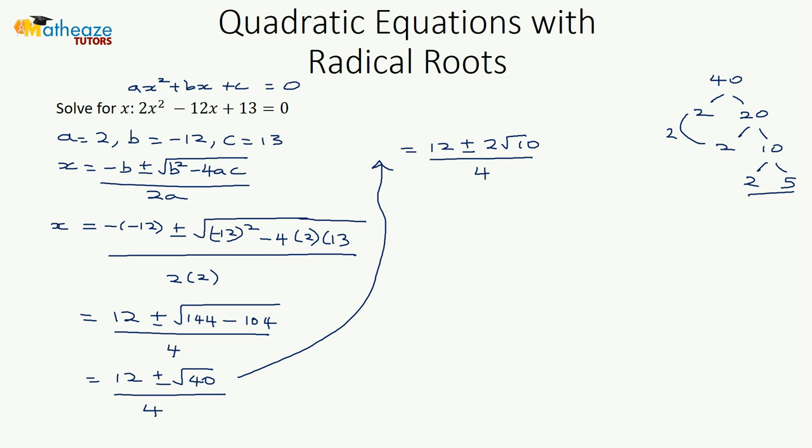So what we're going to do is the greatest common factor here is going to be 2. A number that can divide all of these terms together is going to be 2. So 12 divided by 2, we have 6 plus or minus the square root of 10 divided by 2. So therefore, x is equal to 6 plus the square root of 10 divided by 2, and it's also equal to 6 minus the square root of 10 divided by 2.